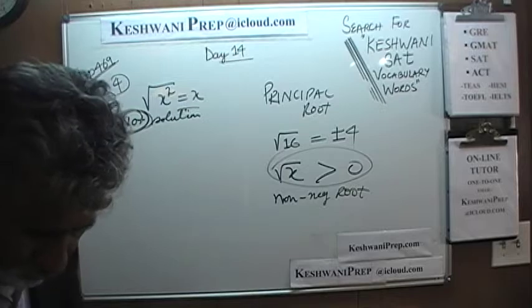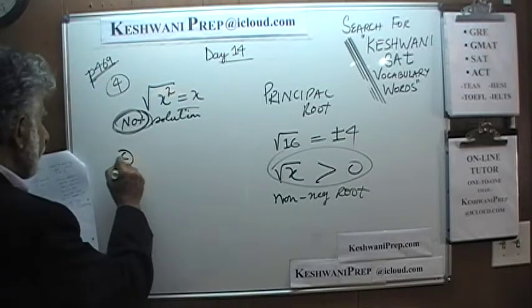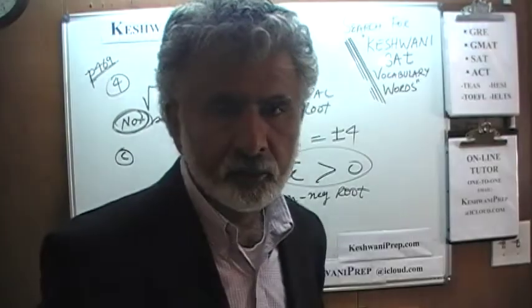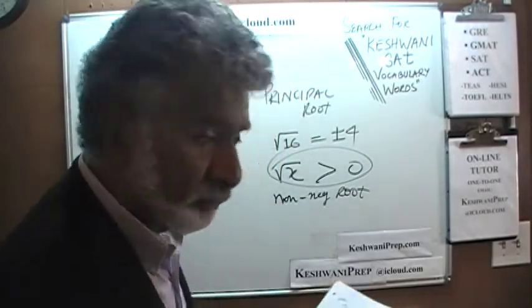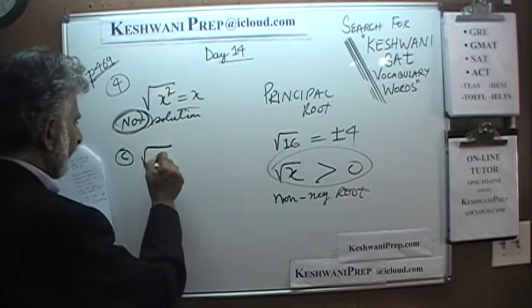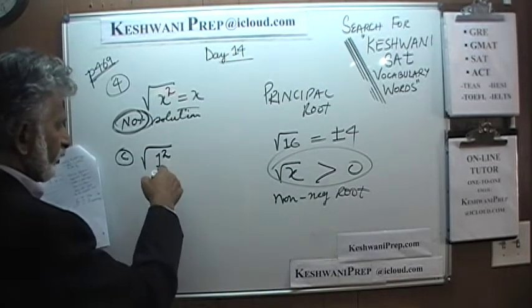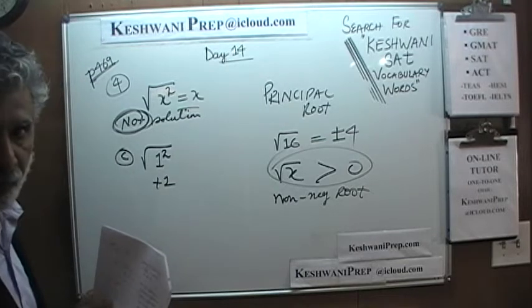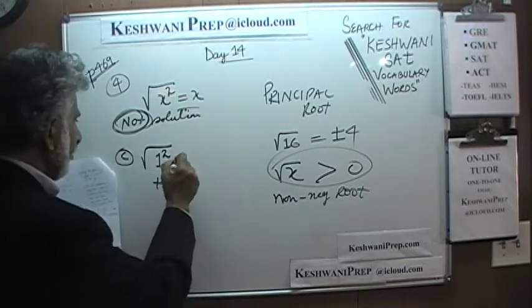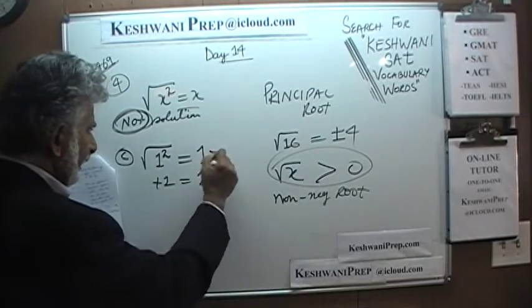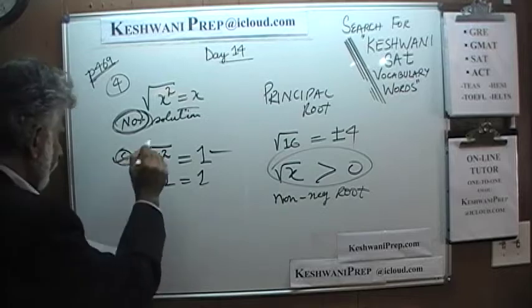I'm going very slowly for a reason, because this is a very simple problem, and yet people miss the point on this thing. People get it wrong only because of this concept of principal root. C says x is equal to 1. If x is equal to 1, 1 squared is 1, and the square root of 1 would simply be positive 1. Negative 1 is not allowed. And they tell you that this quantity has to equal x. So if x is 1, does 1 equal 1? The answer is, of course, yes, which means C is also okay.